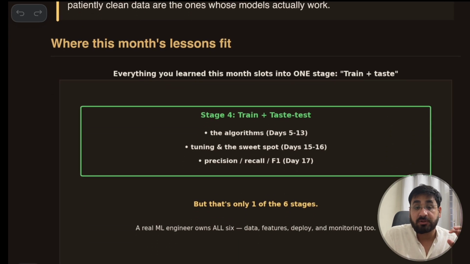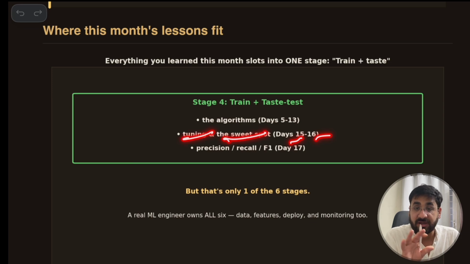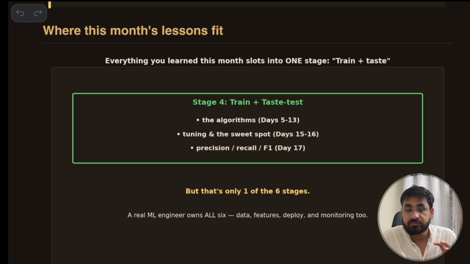And what we covered throughout these 17 videos, almost a month, is just stage 4, training and test, nothing else. The remaining 5 steps are still there. We just learned from day 5 to 13 the algorithms, and on days 15 and 16 we learned the tuning and finding the sweet spot, and on day 17 we understood what is recall, what is precision, and what is F1. You got the point? That is how we analyze and do things.